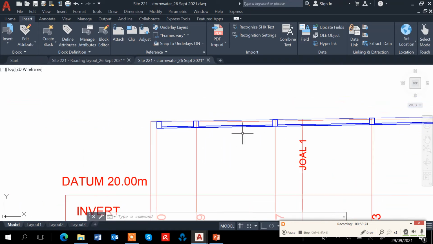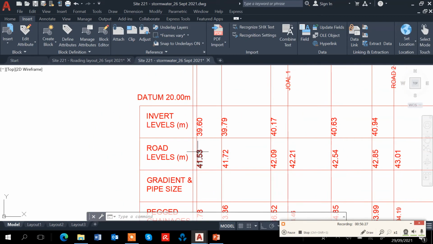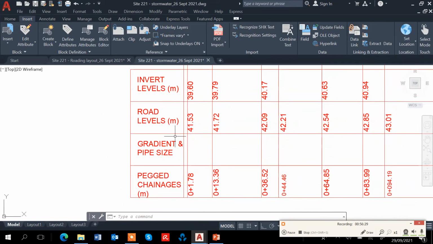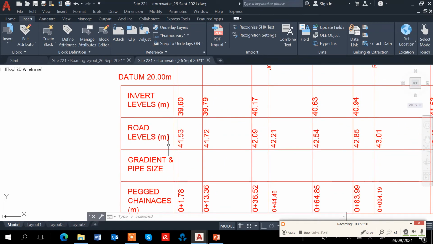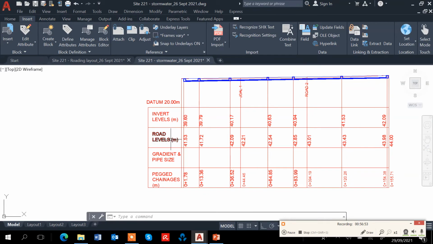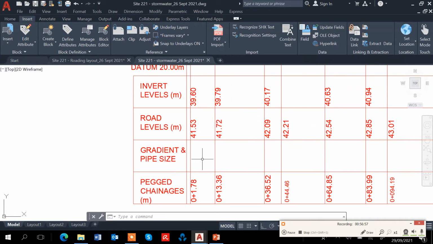So the table is actually slightly different. Mine is a simplified version. If you follow the consultant's, they have more things as well, like the hydraulic grade line, quite a few more, and then the existing ground level. So I just simplified it to the pad drainage, the gradient and pipe size.